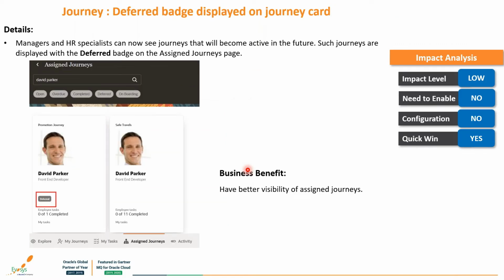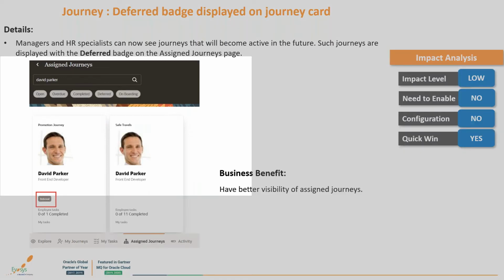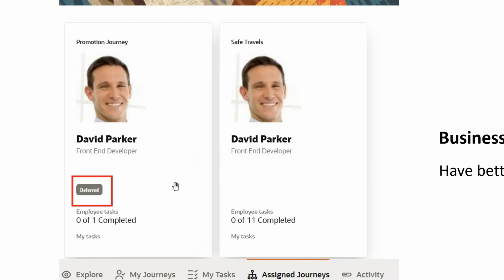Deferred badge displayed on journey card. Say, for example, an employee has been assigned multiple journeys. Initially, employees were not able to segregate whether a journey is applicable now, whether they have to take action now, unless they go ahead and open that journey and check.